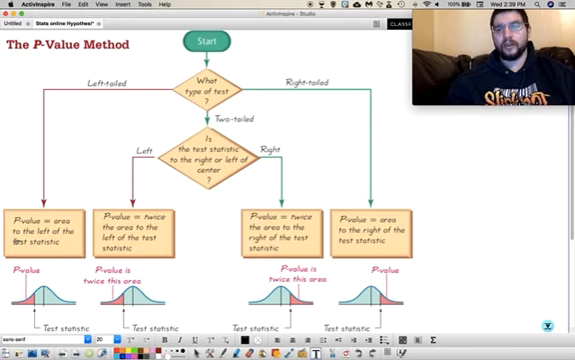Okay, again, on your quiz Friday, you will be required to be able to find the p-value and to actually be able to do the traditional method using critical values. Make sure you know both ways.